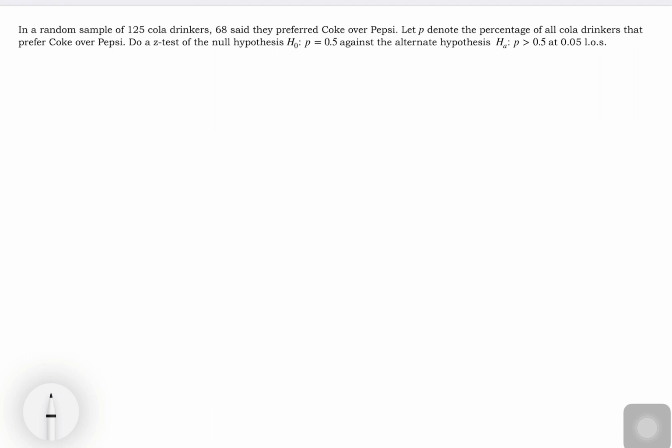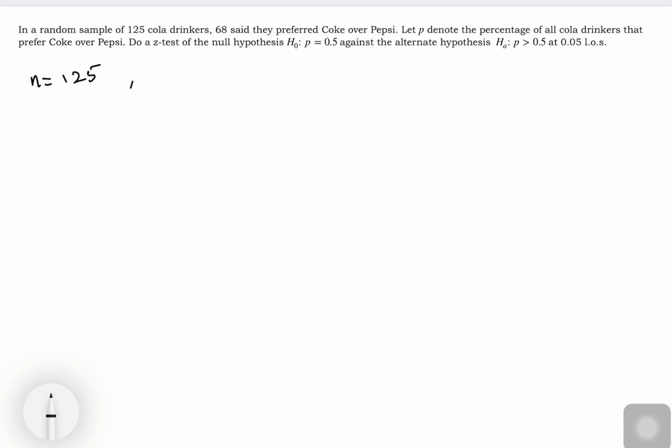So as I said in the previous class also, if the mean and standard deviation are given, we are testing the hypothesis for the mean of the population. If the mean and standard deviation are not given, we will be doing it for the proportion. So okay, in a random sample of 125 cola drinkers, so n is equal to 125, 68 said they preferred Coke over Pepsi.